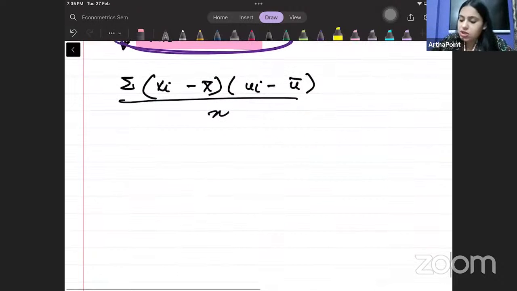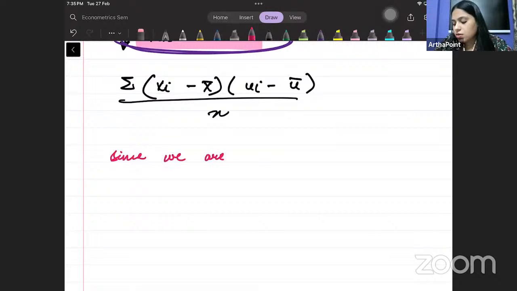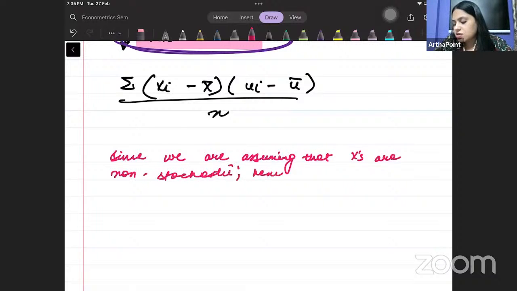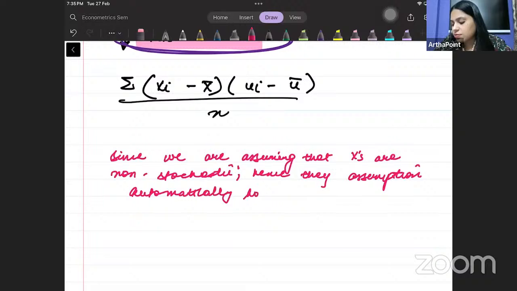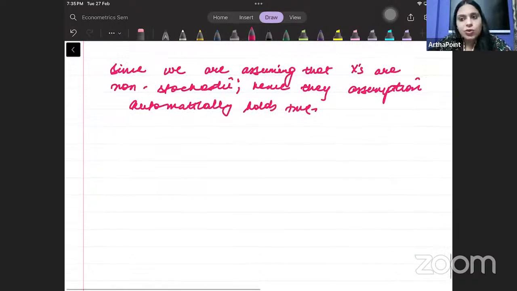So let's write this down, बच्चे. So please write down that since we are assuming that xi's are non-stochastic, hence this assumption automatically holds true. Clear, बच्चे? Clear है? Second assumption? I hope this is making some sense, huh? Achha, now let's go to the third assumption.